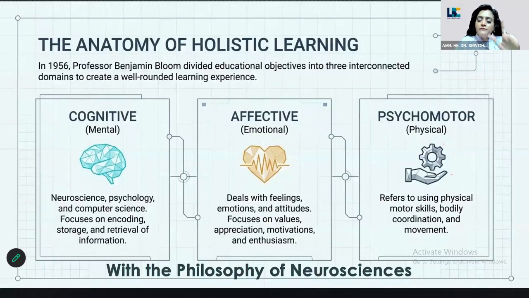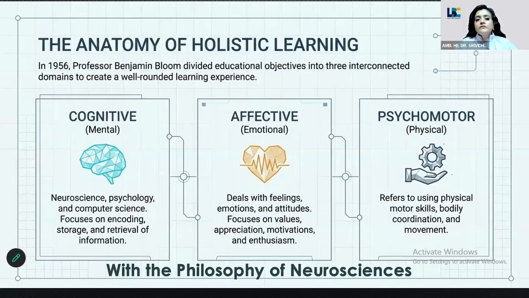So it happens there in these two parts of the brain, but there are three different ways that they react to different situations. As we can see, the cognitive is the mental part, affective is the emotional part, and psychomotor is the physical. These are otherwise called the domains: cognitive domain, affective domain, and psychomotor domain.